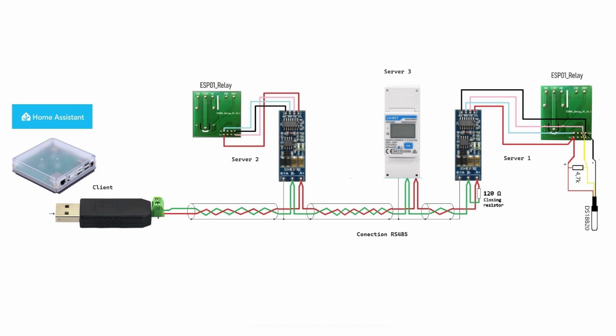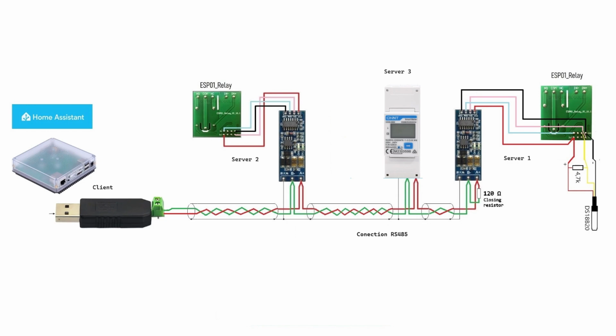The RTU connection consists of a master or client and one or more slaves or servers. We have used a USB to RS485 converter for the client, which will be the device that runs Home Assistant. The servers can be commercial devices such as energy meters, solar inverters, or microcontroller boards such as Arduino, ESP32, ESP8266, that we have configured with an RS485 to TTL converter.